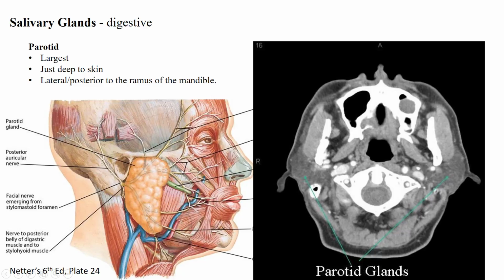But the parotid gland is the largest. It's just deep to the skin and lateral and posterior to the ramus of the mandible. So we're going to get down to the mandible, and that's down a little bit lower, but it's also just lateral to the external meatus of the ear as well. So you can see just the tip of the earlobe here, and this is the parotid glands on either side, right and left.